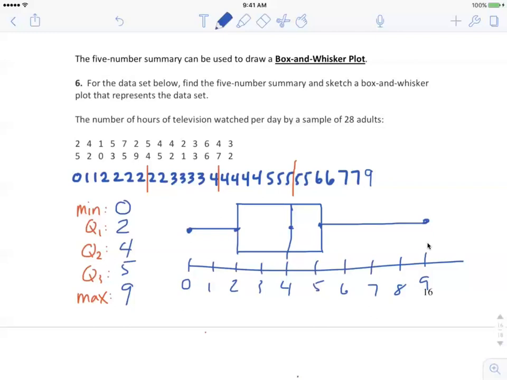Okay, when we get to StatCrunch, we'll probably do a little bit more with box and whisker plots when we have the technology. But for now, there's an example of how to create one.